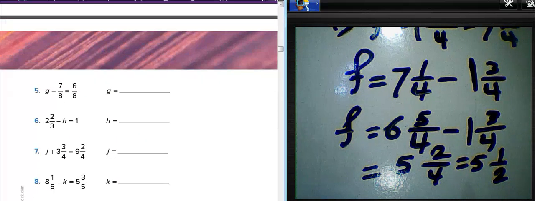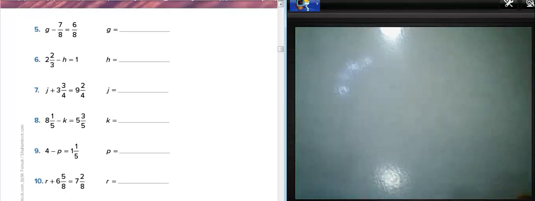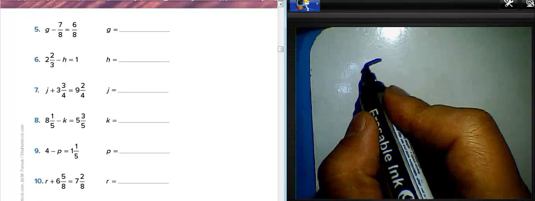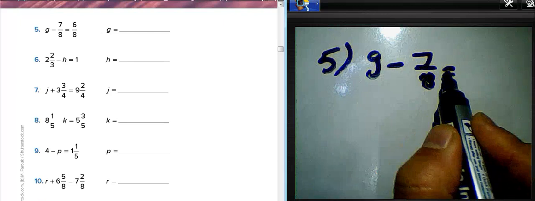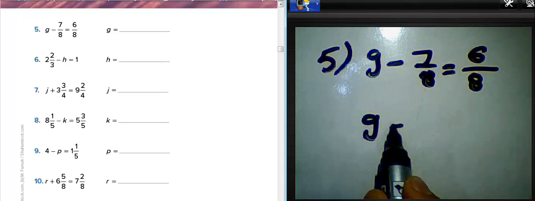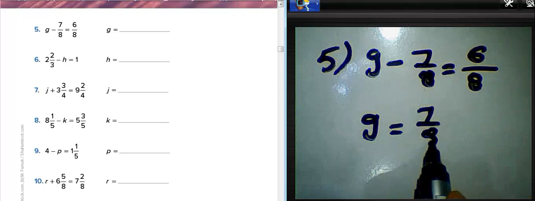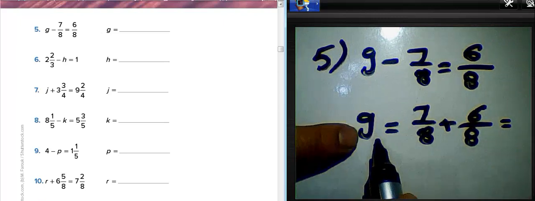Look at the next page, question number 5. Okay, write with me, my students, to know all the steps. We have here question number 5: G subtract 7 over 8 equals 6 over 8. To find G, it equals 7 over 8 plus 6 over 8. We must add them to find the unknown here.